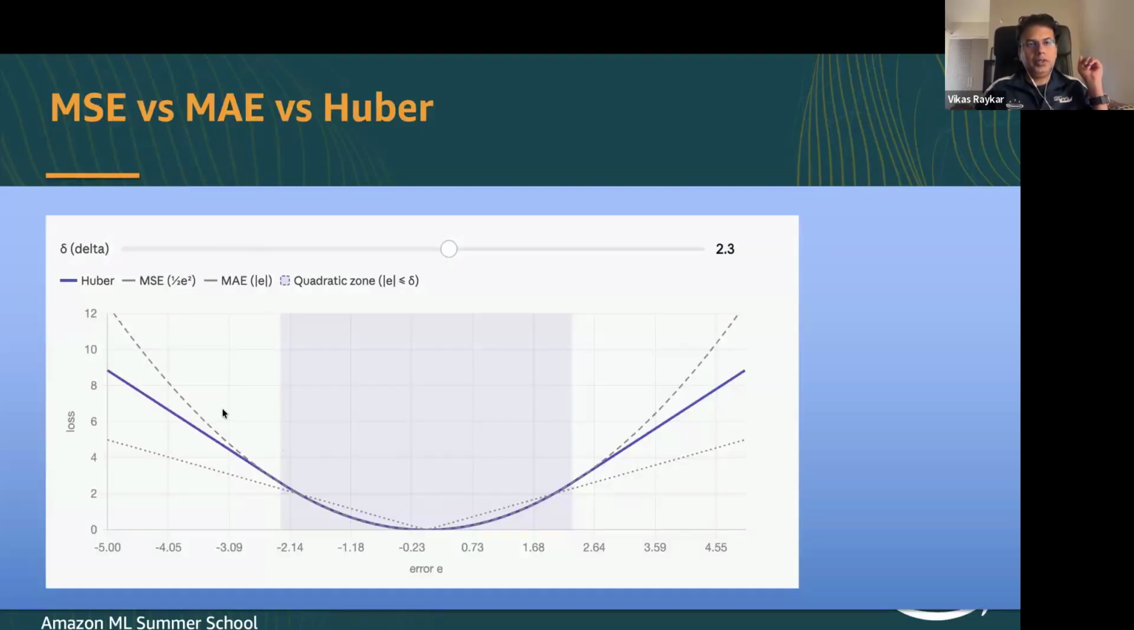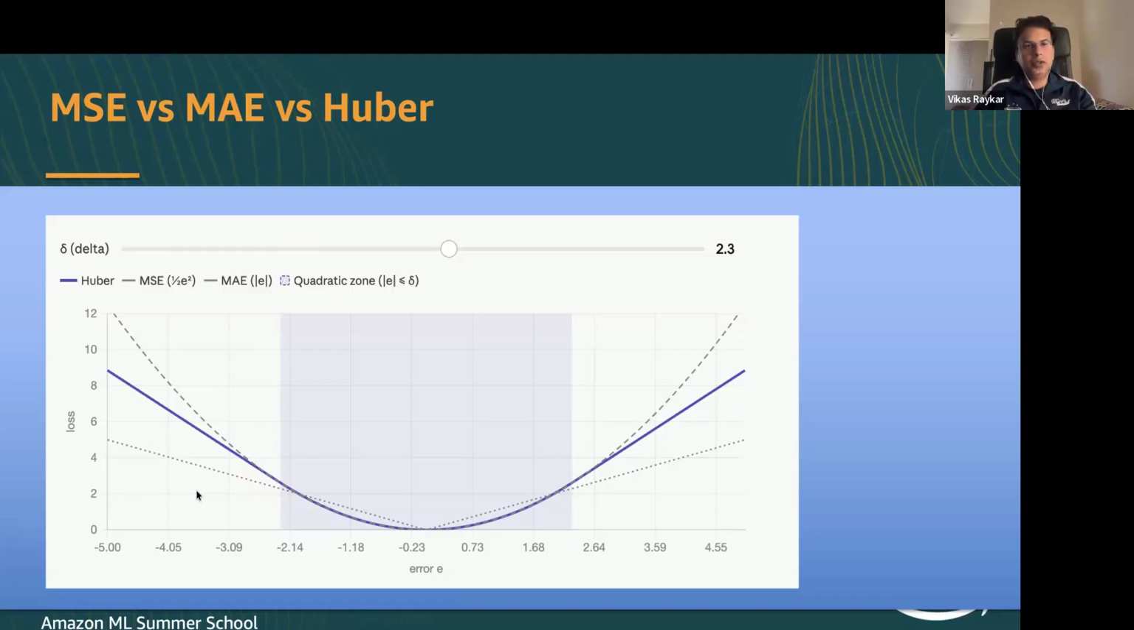So here is a plot that illustrates the three loss functions: mean squared error, mean absolute error, and Huber loss. The shaded area here is essentially the delta region. So this is your mean absolute error, and there is a mean squared error, and the Huber loss in dark blue is in between, where it behaves like MSE in the shaded region, and it behaves like MAE outside the shaded region.